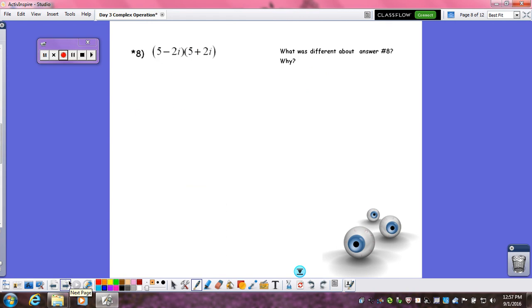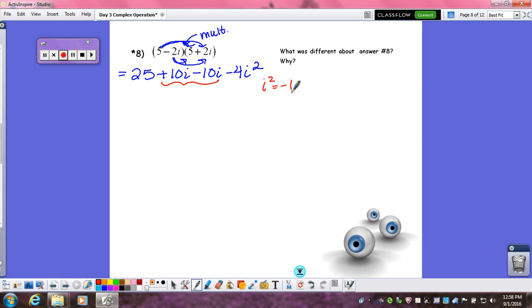For number 8, again, we have multiplication, so we're going to multiply. 5 times 5 is 25, plus 10i, minus 10i. Negative 2i times a positive 2i is going to be a negative 4i squared. We have like terms here. And we also know i squared is equal to negative 1.